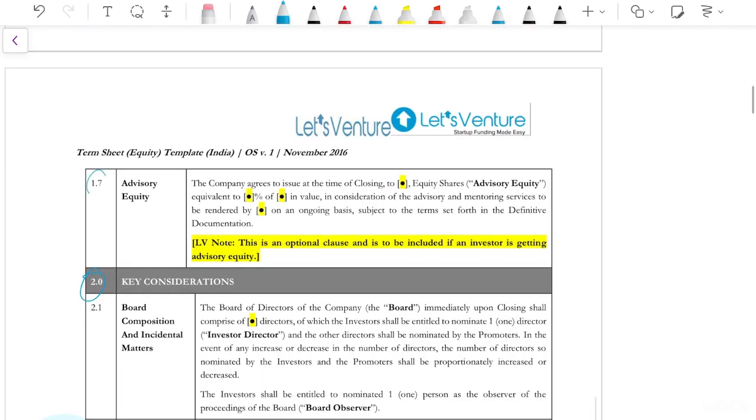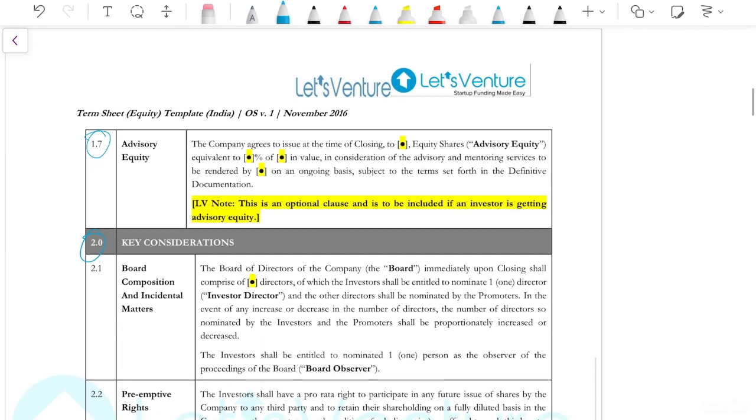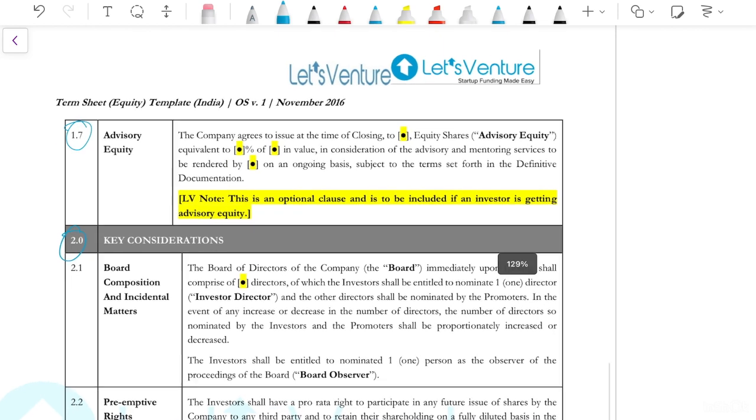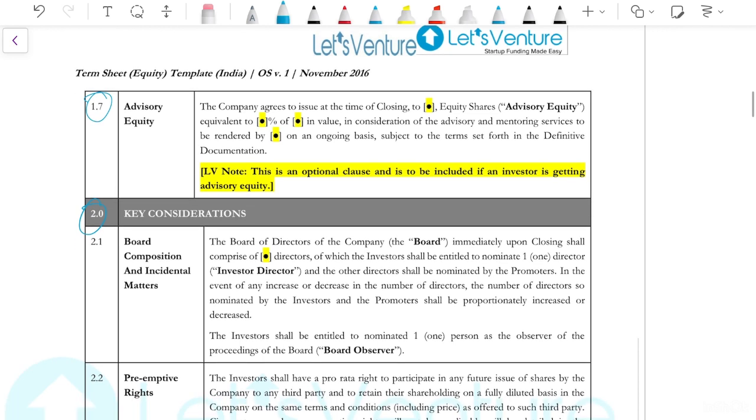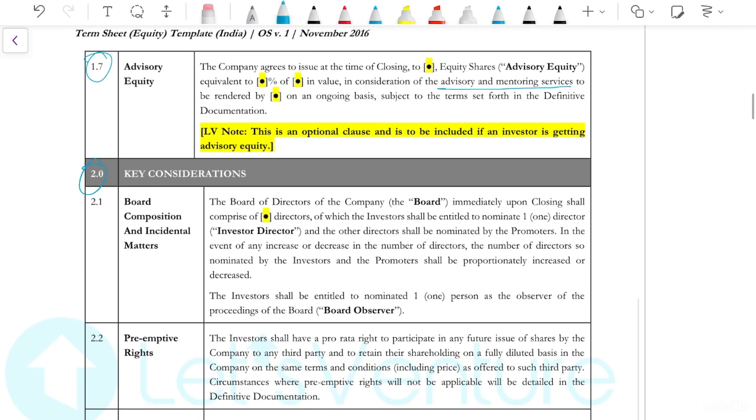There is an optional clause in subclause 7 wherein the company might be issuing advisory equity to someone. Let's say there is an advisor or there is the investor itself who is providing any advisory or mentoring services to the company in exchange for equity. In such a case, the company might decide to put that clause into the term sheet itself. However, as I stated, this is an optional clause.